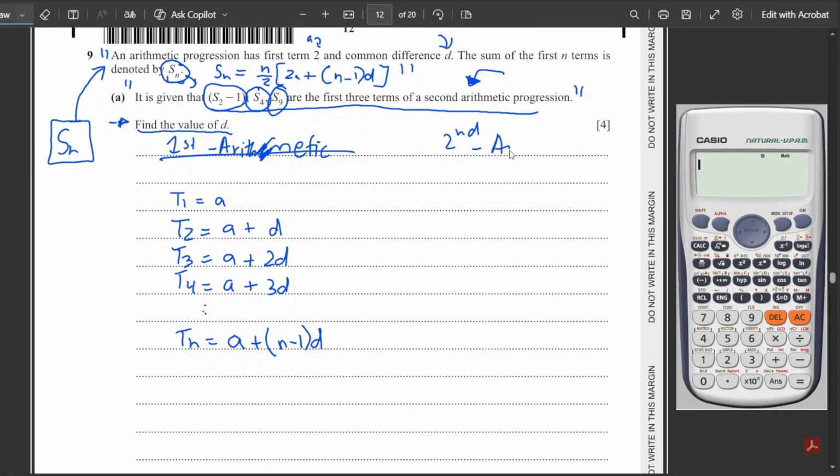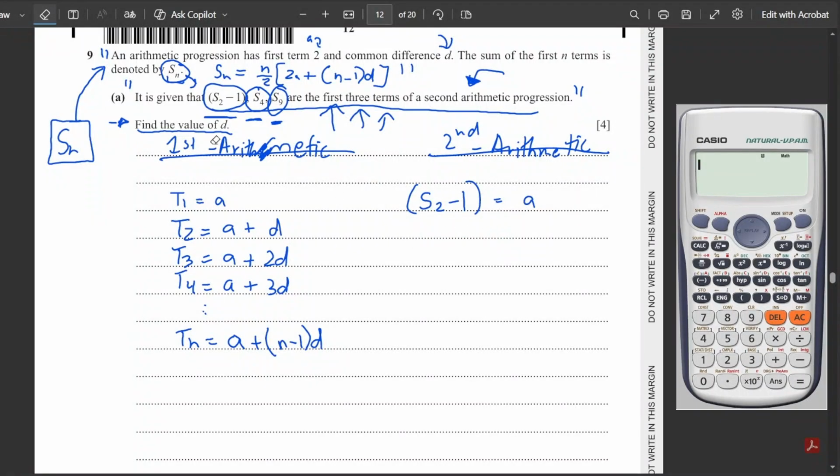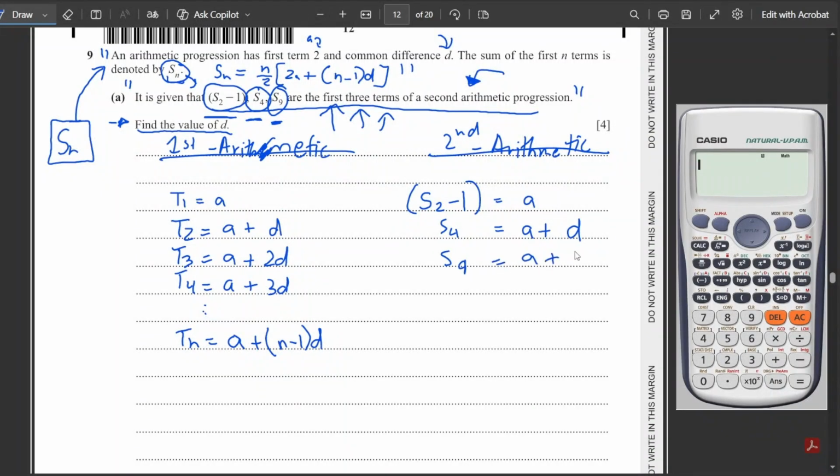Now the second one, so the second arithmetic progression is basically given to you by this particular information. They say these are the first 3 terms of the arithmetic progression. What are the first 3 terms? This guy, and this guy. So S2 minus 1 is basically the first term of this second arithmetic progression. So this is a. Then we have S4. Okay, so we don't have to put brackets over here. This right over here is S4. S4 is equal to a plus a plus d, and then S9 is basically a plus a plus 2d. So see, this was term 1, this was term 2, this was term 3.